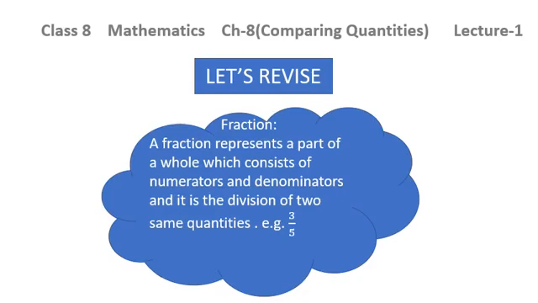So I hope you have understood now. It is a part of a whole consisting of numerators and denominators, and it is the division of two same quantities. So in 3 by 5, numerator is 3, denominator is 5, and out of 5 parts, 3 parts are to be considered. So 5 is a whole, and how many parts are to be considered? 3, and it is the division of two same quantities.